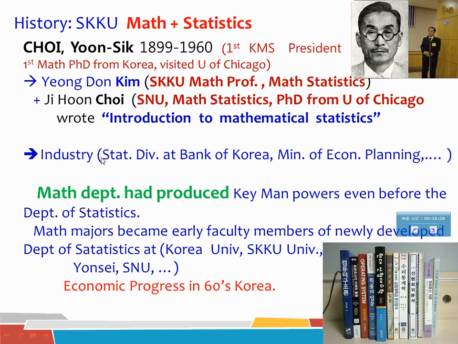At that time, in the 50s and early 60s, there was no department of statistics in Korea. The statistics department was established in the late 60s and early 70s. But we started it from the end of the 50s and early 60s. And many math departments produced key manpower even before the Department of Statistics was established in Korea. And math majors became early faculty members of the newly developed Department of Statistics. And that may have helped the economic progress in the 60s in Korea.